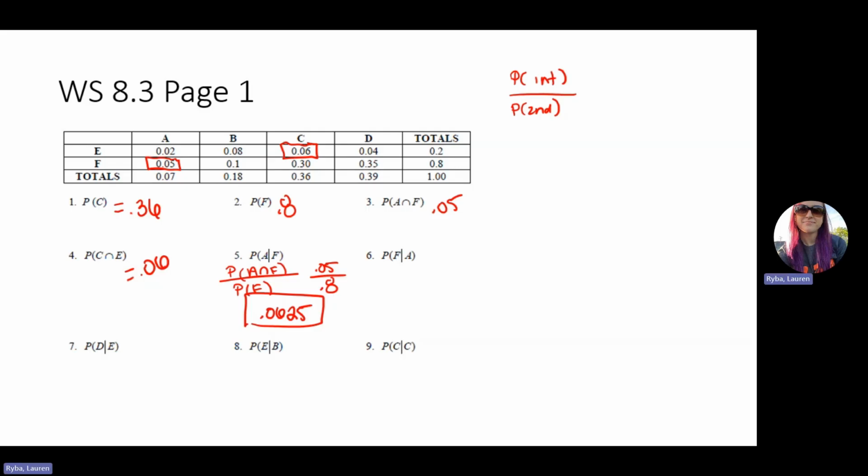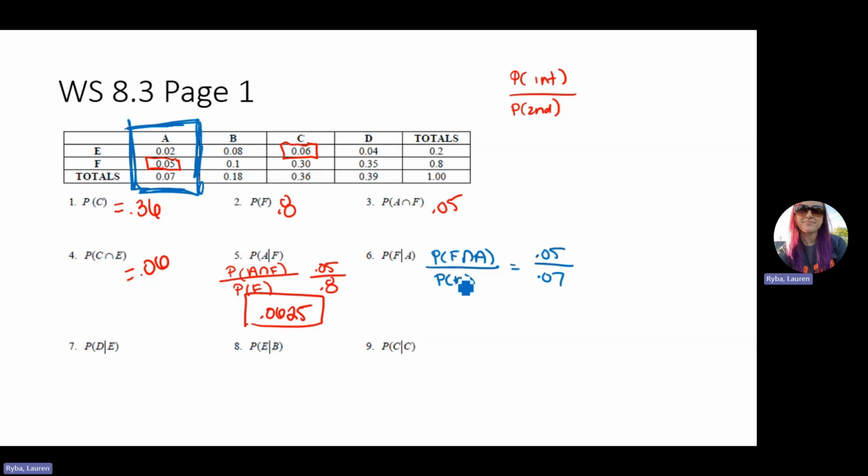The next one, probability of F given that A has occurred. Again, we look for their intersection, but this time we divide by the probability of A. What's happening here is I'm literally just using column A. When it says find the probability of F given A, it's saying only look at A and tell me the probability of getting F when you're looking at A. Look, the probability I get F is 0.05 out of 0.07.